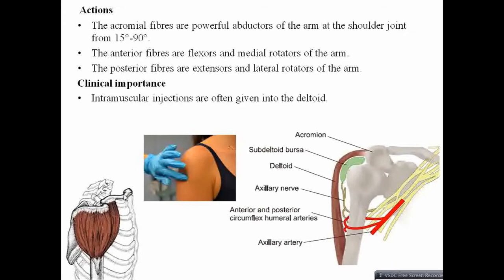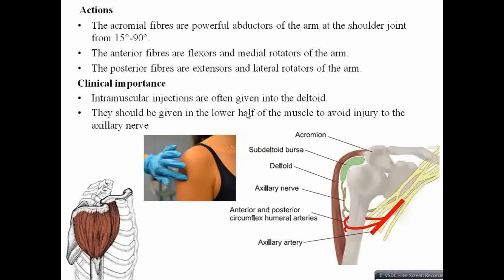Clinical importance: intramuscular injections are often given to the deltoid muscle, and they should be given in the lower half of the muscle to avoid injury to the axillary nerve, because the upper half of the muscle is related to the axillary nerve. So it is better to give on the lower half of the muscle to avoid injury to the axillary nerve while giving intramuscular injections.